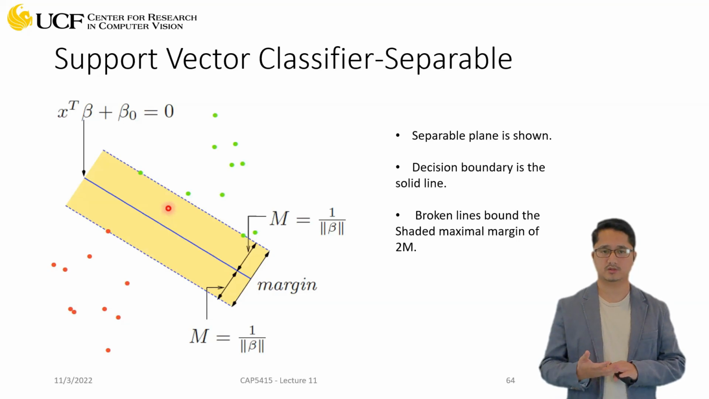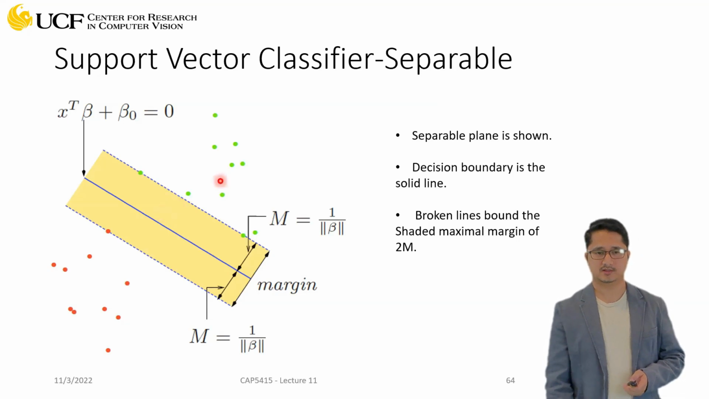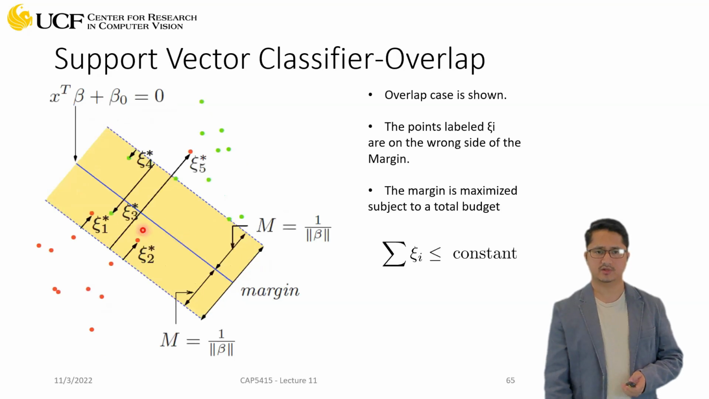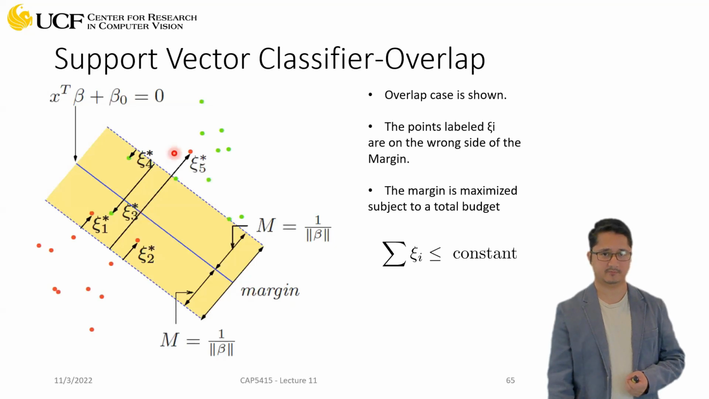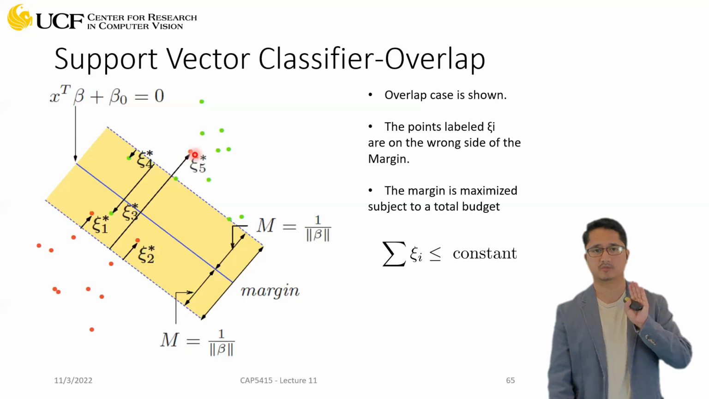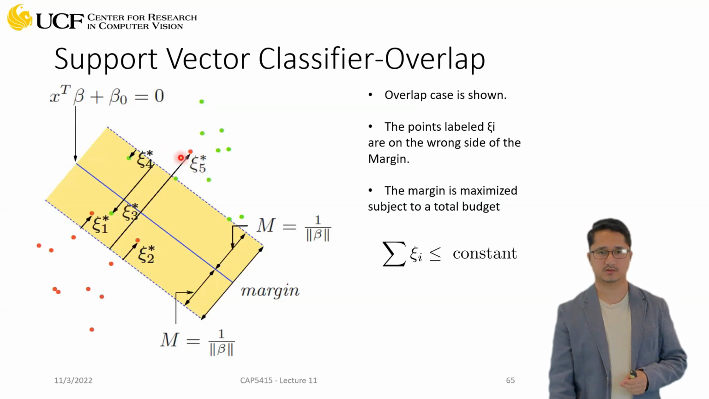But if it's a non-separable case, then we can allow some of these samples to cross these boundaries. We not only allow these samples to cross the support vectors, but we also allow them to cross the decision boundary itself. In this case, you can see a red dot over here, which is lying completely towards the green dots.